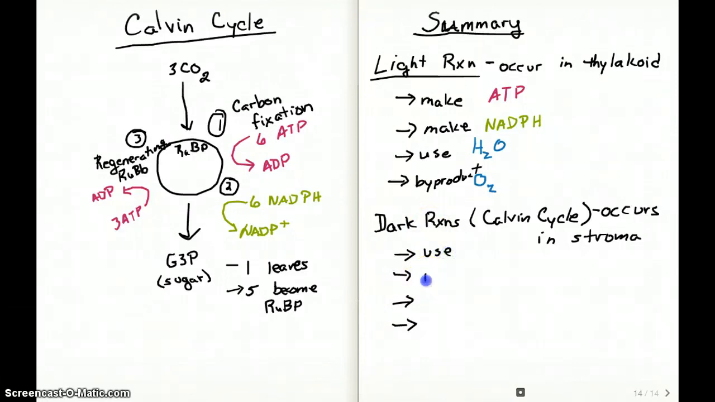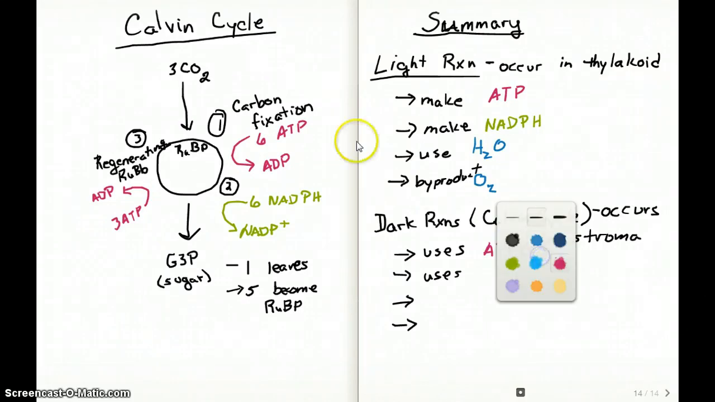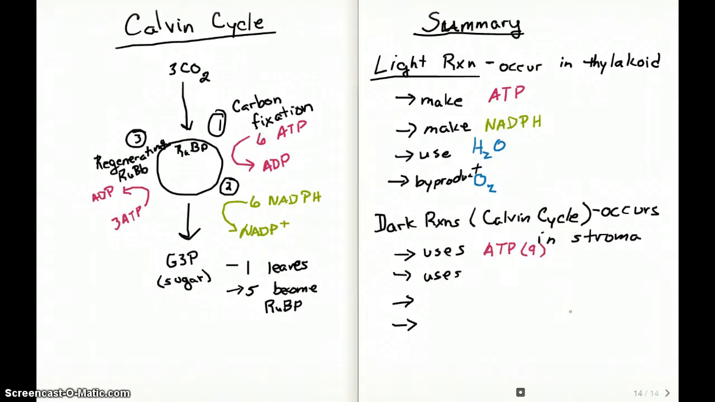So in this case, it uses ATP. And I'm just going to put over on the side here that it actually uses 9 ATP. That way it reminds us that we're going to need to use both cyclic and non-cyclic photophosphorylation so that we get enough of the ATP. The second thing it uses is NADPH. Notice we made both of these up in the light reactions. Now we're using them during the dark reactions.